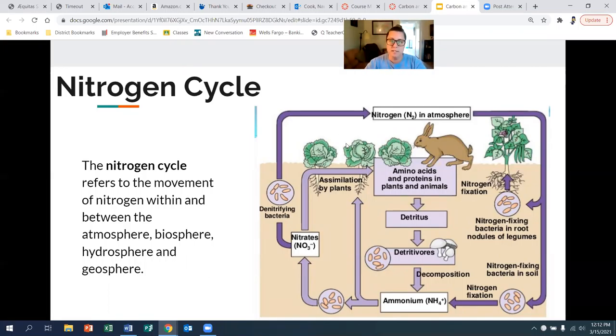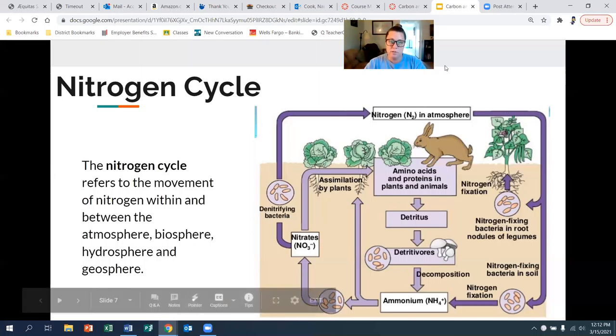So nitrogen is found in the atmosphere. Nitrogen is used by living things.